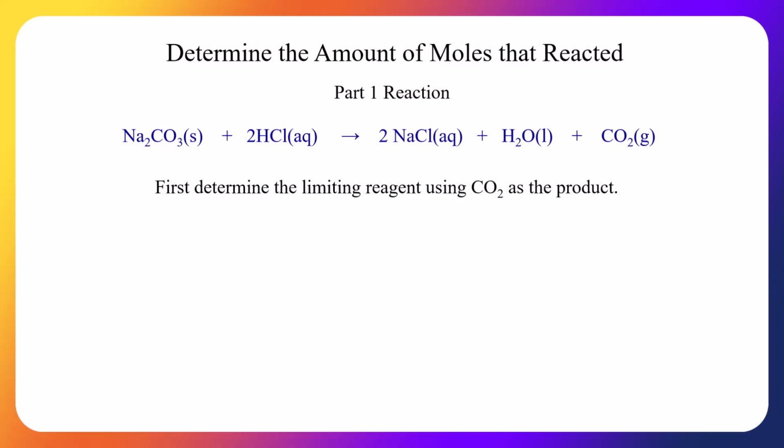Now we're going to determine the number of moles that reacted. Since we're going to determine the amount of energy that reacted per mole, we need to determine the number of moles. In the previous slide, we determined the amount of energy. So we have the reaction, sodium carbonate plus 2 HCl gives me 2 sodium chlorides, water, and CO2.